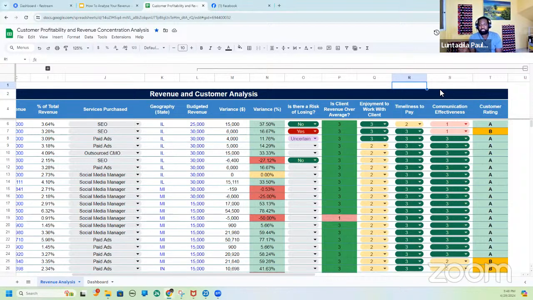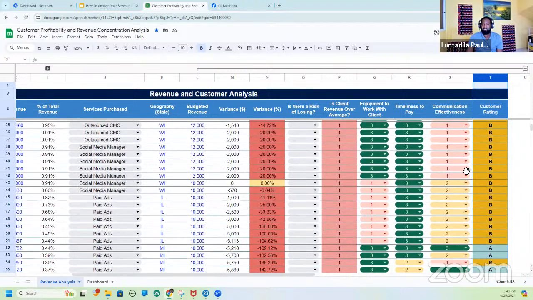But for us, based on interviews with clients, those are really the key metrics that a lot of our clients shared in common around what they would use to value or to classify their customer. At the end, we have a formula here in our column T that really tells us the rating of each customer based on a number of factors that we ran in our analysis.